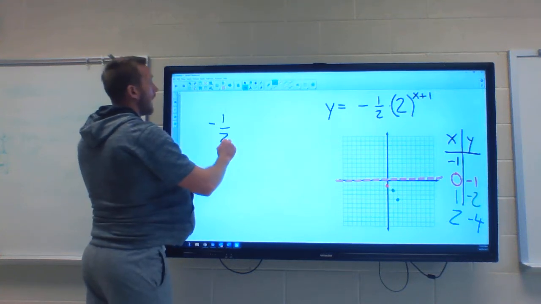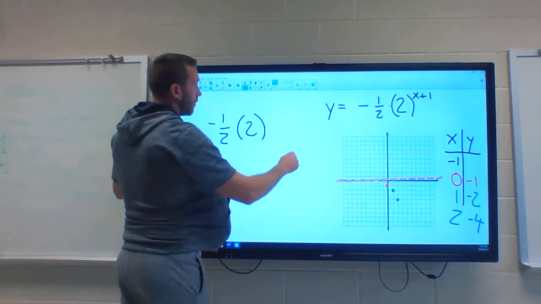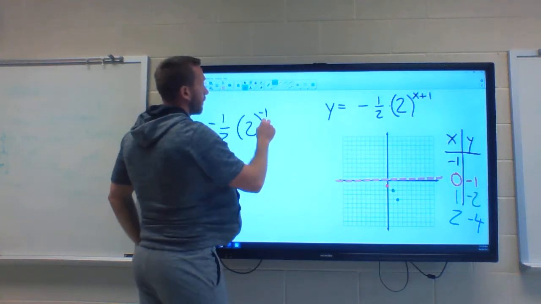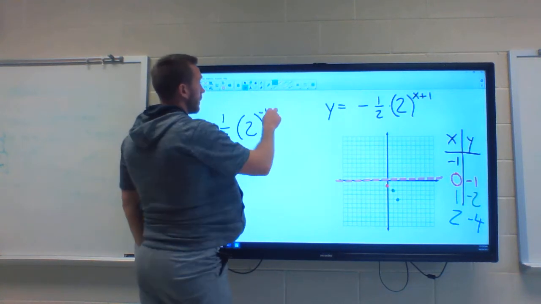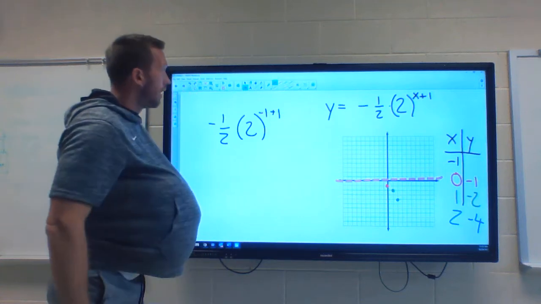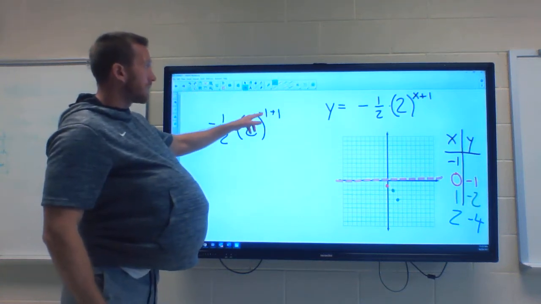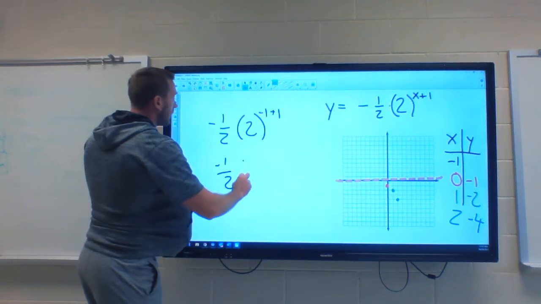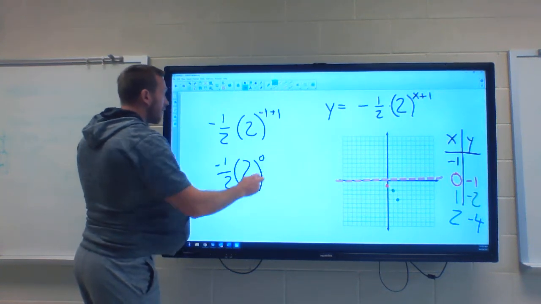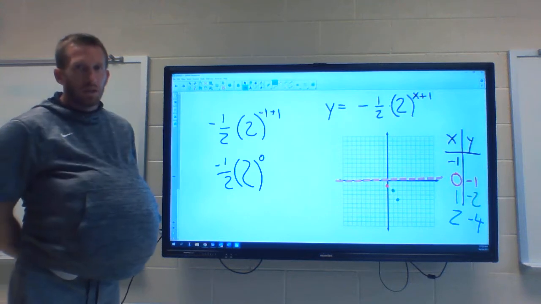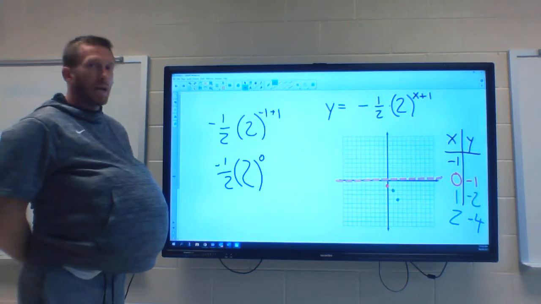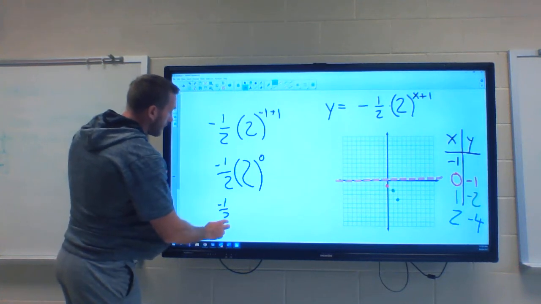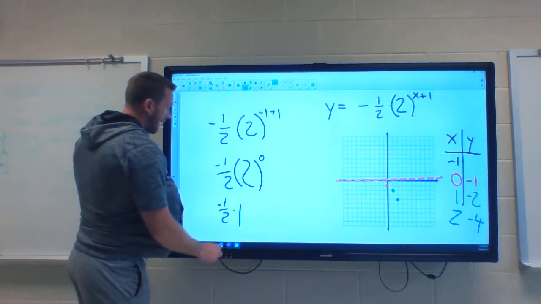I've got negative 1/2 times 2 raised to, this is a very interesting power. I've got negative 1 for x. That's actually a really good x value to choose, because when I take negative 1 for x and add positive 1, I end up with the exponent of 0. So that was actually a really great point to use, because an exponent of 0 just makes this 2 to the 0 regular 1.